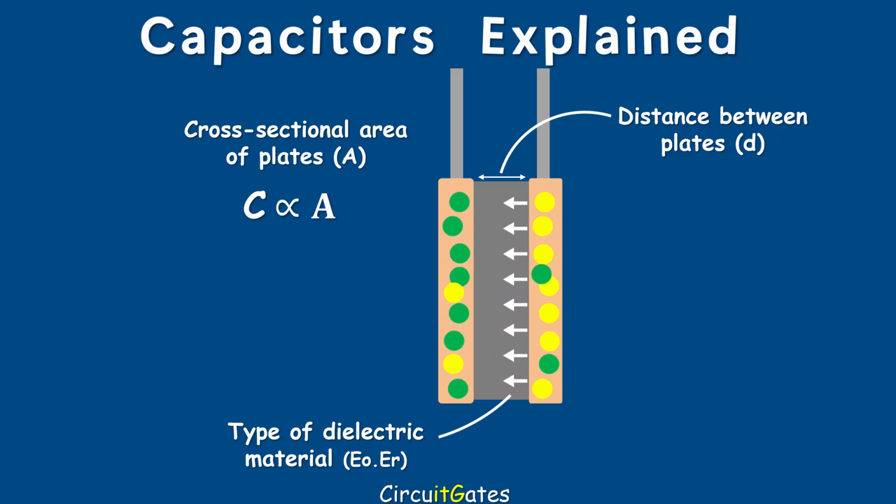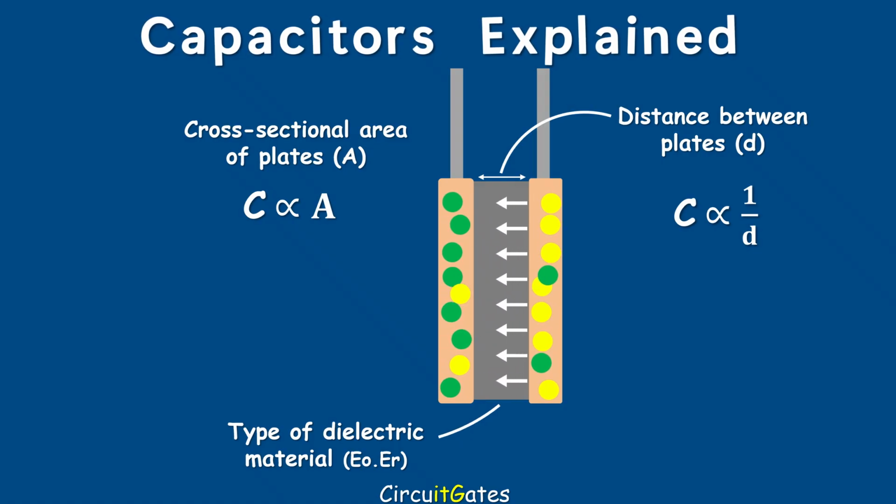Distance between plates, or dielectric thickness. The capacitance of a capacitor increases as the distance between plates decreases. This is because, as the distance between plates decreases, the opposition to formation of the electric field is reduced, and capacitance is directly proportional to the strength of the field between the plates. The field is stronger when the plates are closer.